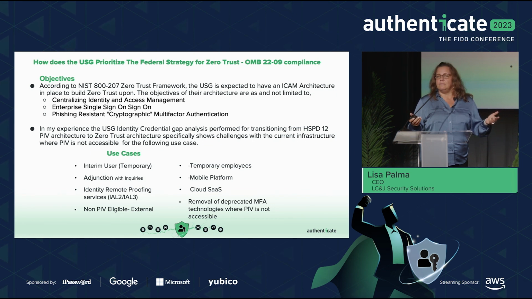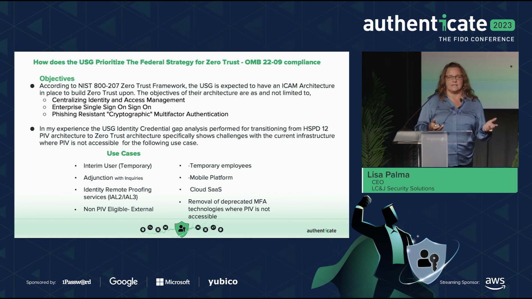Deprecation of outdated multi-factor authentication. We're mandated for phishing resistant. Well, how do we get an external user something phishing resistant? A PIV card? They can't go through the background check as extensively as we do. Overseas population, country laws get in the way.